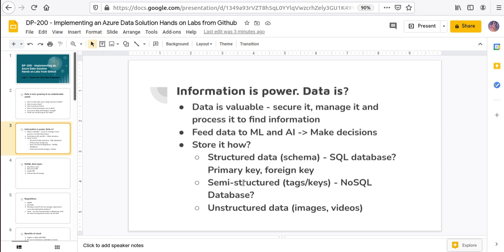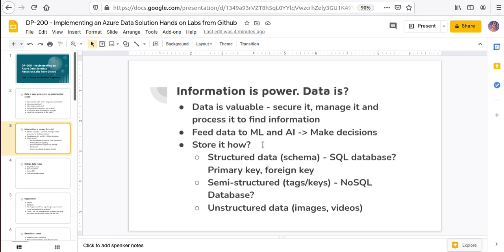So again, information is power. Then what is data? Data is valuable. So secure it, manage it, and process it to find information. If you look at most of the data breaches, people are always after the data that you store. Most of the time data has the most important information, like your social security number, bank information, customer service. So a lot of the time companies spend a lot of money just to protect their intellectual property.